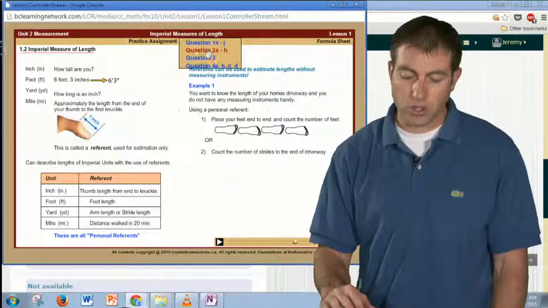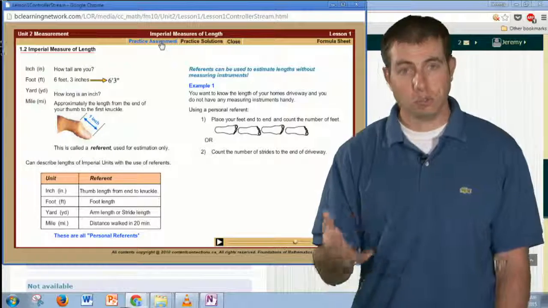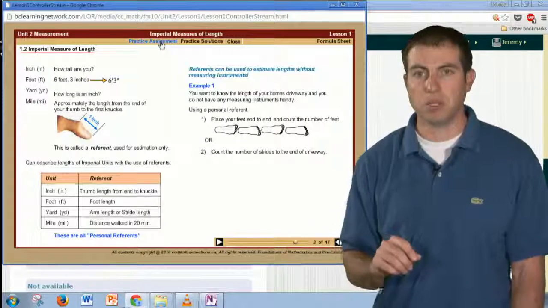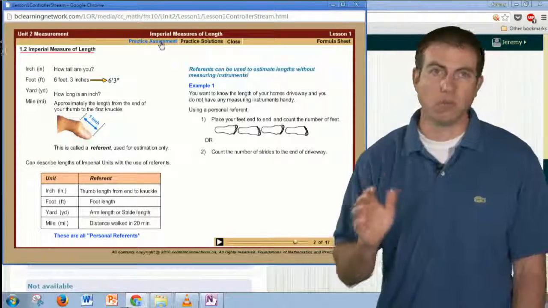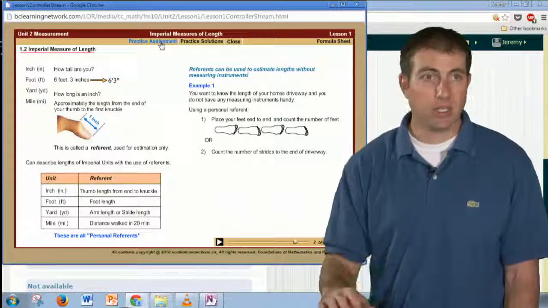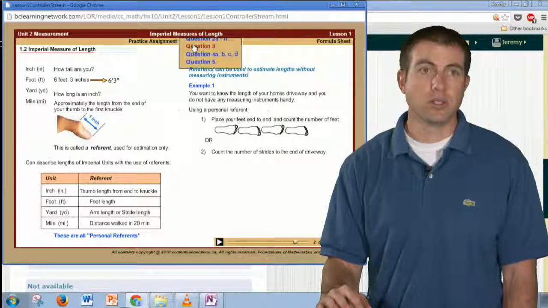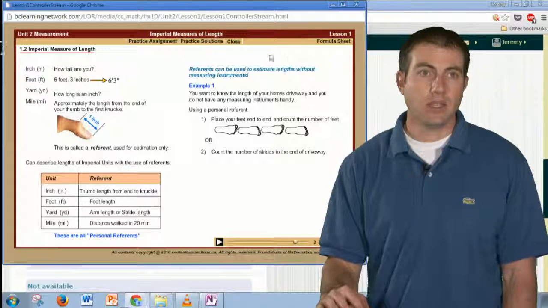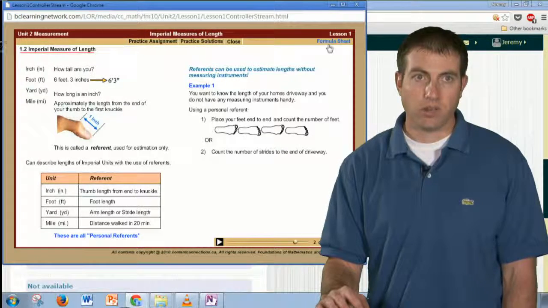So if you're doing the practice assignment, what you should print out and do, because a few people are kind of confused about what to print and what not to print: you go through the practice assignment, you get stuck on a question, the solutions are all in here. And then at the very end here, you have the formula sheet.